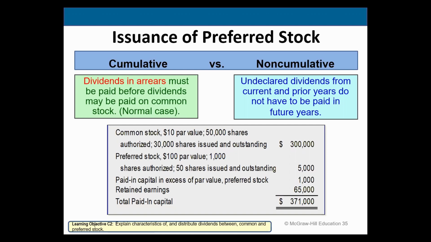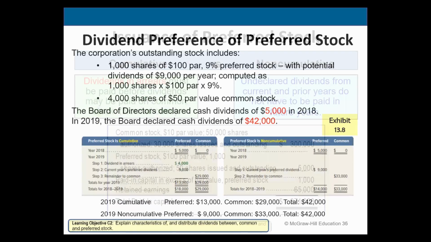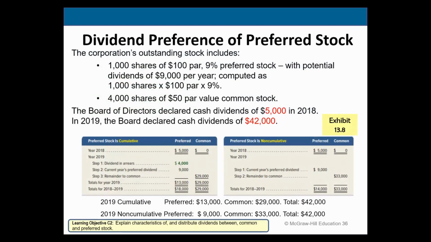Non-cumulative preferred stock offers no right to prior periods' unpaid dividends if they are not declared in those prior periods. This slide shows the allocation of dividends for those 2 years. Allocation of the year 2019 dividend depends on whether the preferred stock is non-cumulative or cumulative. With non-cumulative preferred, the preferred stockholders never receive the $4,000 skipped in 2018. If the preferred stock is cumulative, the $4,000 in arrears is paid in 2019 before any other dividends are paid.